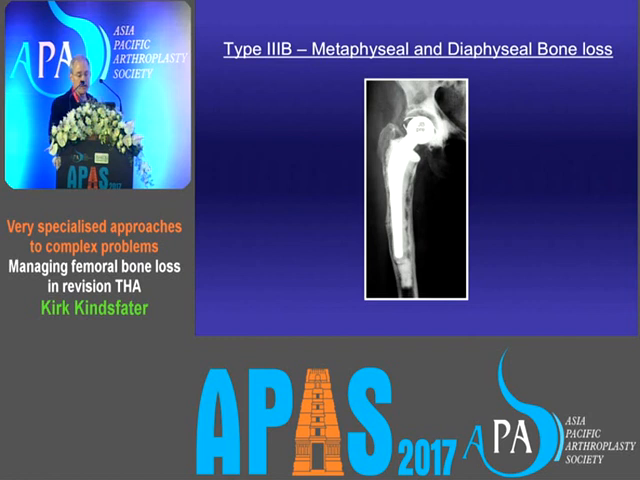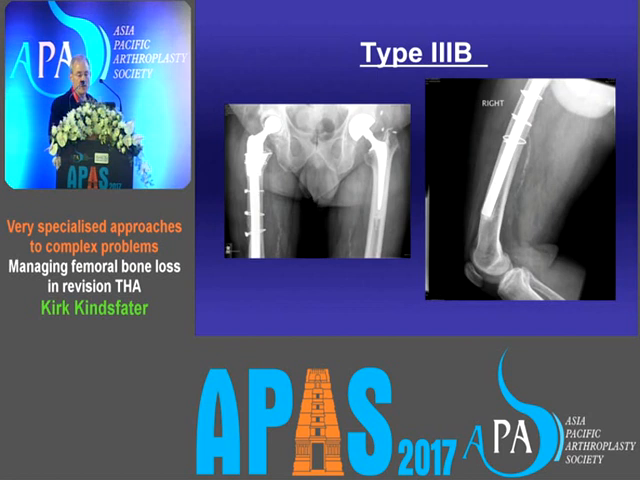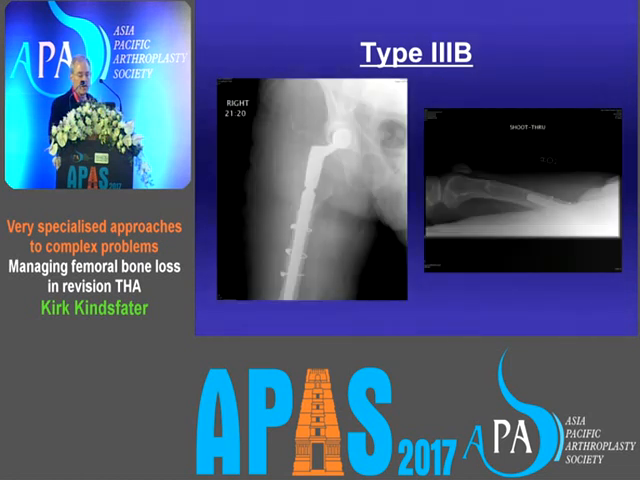Here's a case that was done elsewhere, probably a 3B, very ectatic canal. They tried to do a long SROM and it didn't work, with subsidence and anterior cortical impingement. That's revised again to a Wagner stem.